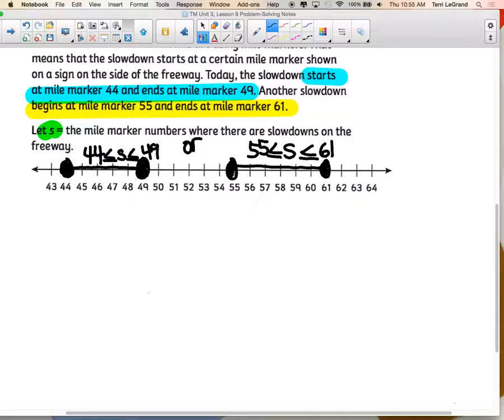It is correct, right, class? Are we agreeing with it? Yeah? Okay, then let's get out some loose leaves to get ready for homework.